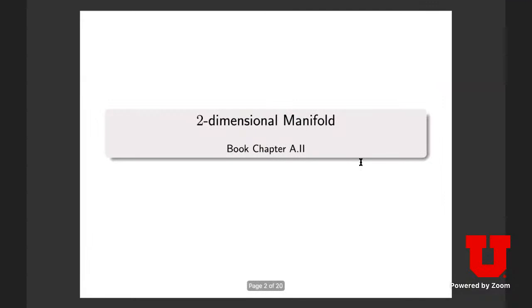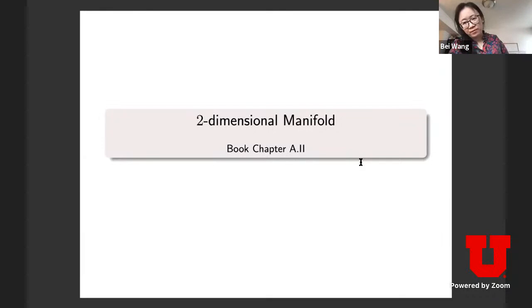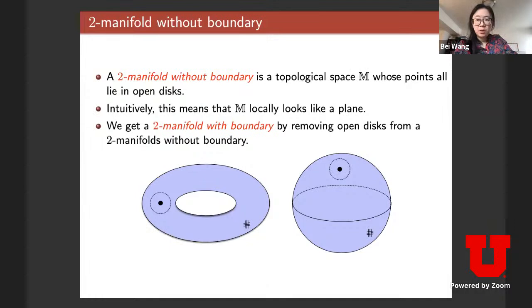So I want to describe a little bit about manifolds. I used a term without really defining it. A two-manifold, especially a two-manifold without boundary, is a topological space whose points all lie in open disks. What this means is that locally, it looks like a plane. So what is a classic example of a two-dimensional manifold without boundary? It's the surface of a donut, which is what we call a torus. Imagine yourself to be an ant. You can only look at a tiny neighborhood on the manifold. If this is where the ant is, your neighborhood looks like an open disk, or locally it looks like a plane, right?